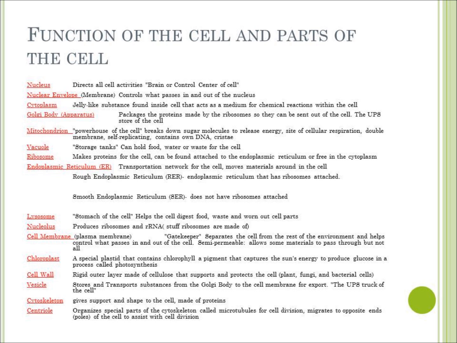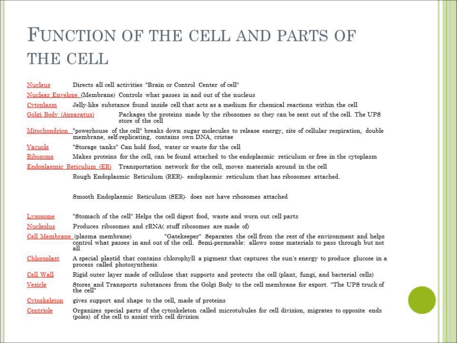The endoplasmic reticulum is the transportation network for the cell. It moves materials around the cell. The rough endoplasmic reticulum, we call that the rough ER, this part has ribosomes attached to it. The smooth ER does not have ribosomes attached to it. The lysosome is the stomach of the cell. It helps the cell digest food, waste, and worn out cell parts. The nucleolus produces ribosomes and rRNA.